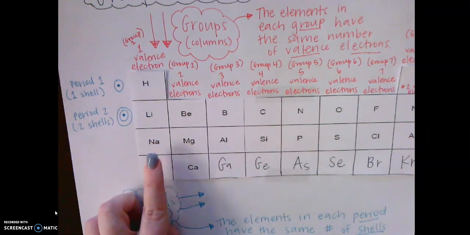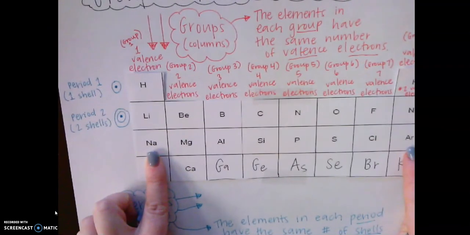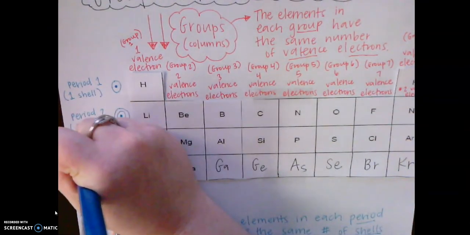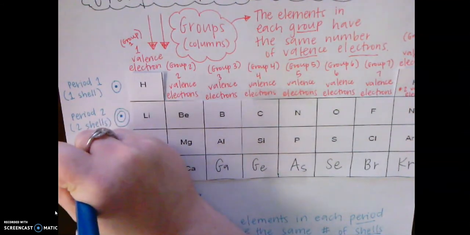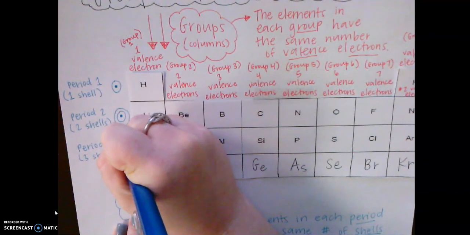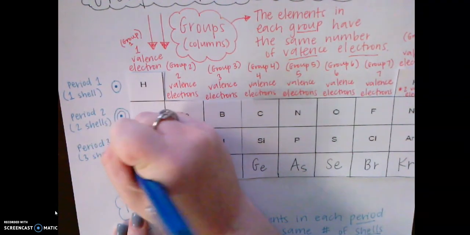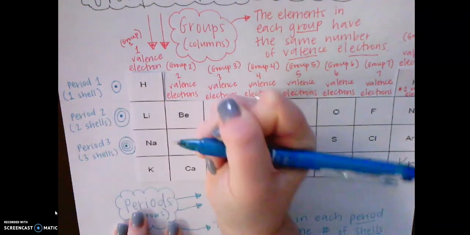So then I'm going to move down to my third period, or my period 3, where sodium is, all the way over to argon. And that's going to be period 3 with 3 shells. So I'll draw that. Here's my nucleus. Here's my first shell, second shell, third shell.